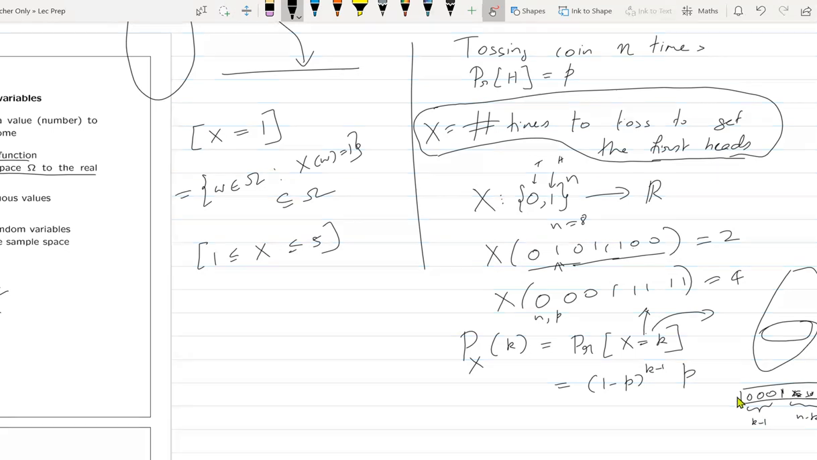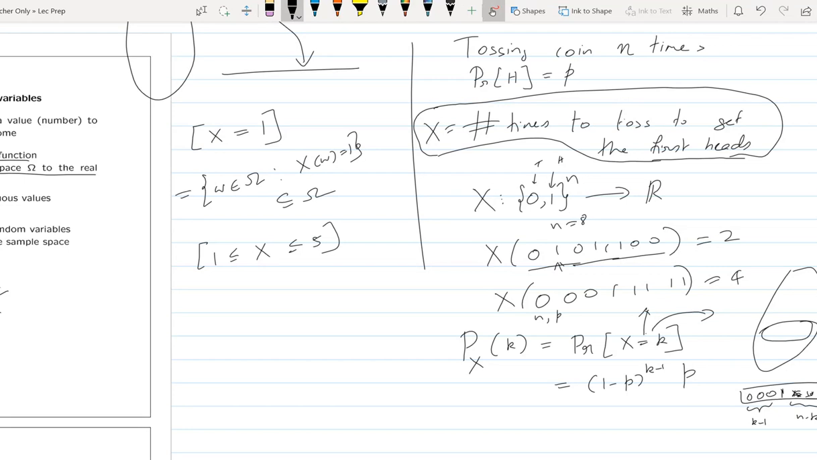So these are independent trials, no? The coins are independently tossed. So here it has to be 0, that is 1 minus p. Here it has to be 0, 1 minus p. You have to multiply 1 minus p, k minus 1 times. Then you have to see a 1, that is p. And then we don't care. Is that clear?